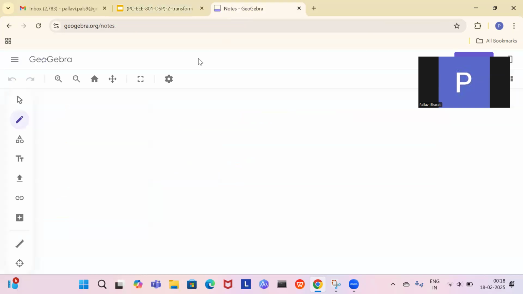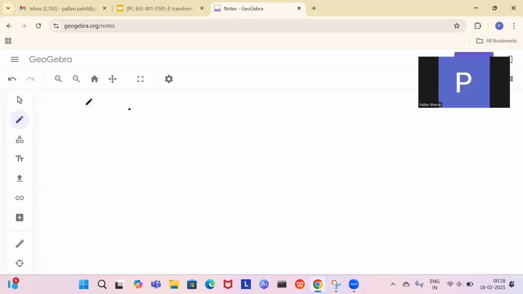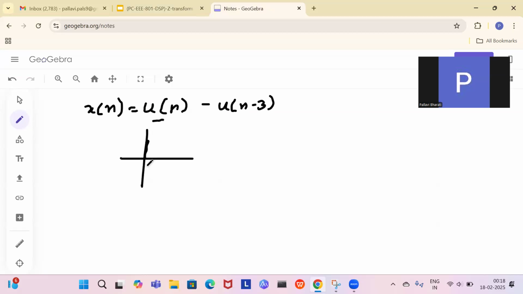x[n] is equal to u[n] minus u[n minus 3] is your first question. So let's do it. x[n] is given equal to u[n] minus u[n minus 3]. Now seeing the sequence, it is a unit step sequence. This is starting from 0. So at 0, the value is 1. For 1 also, the value is 1. So this way it will go on and continue. And this one is again the unit step sequence, but it starts from 3. So at 3, then 4, these are the values that it will be 1.